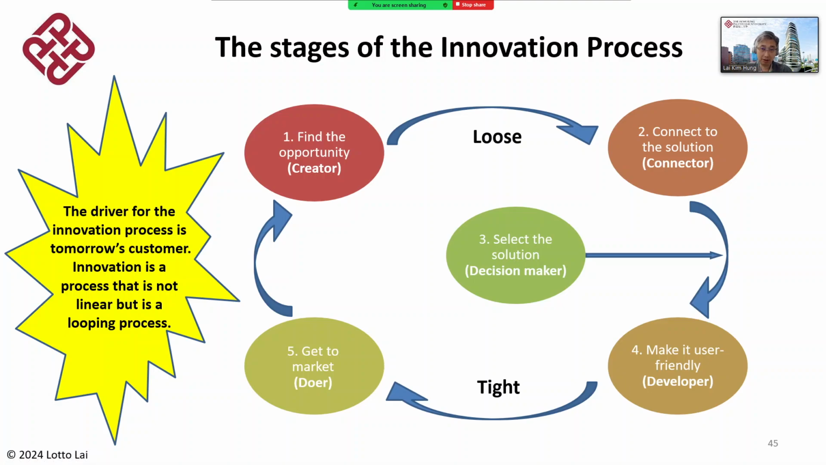So based on these four types of people, there are different stages of the innovation process proposed by Peter Perry. Find the opportunities, step one. Connect the solutions, step two, by the connector, and then select the solution. More important, the decision maker selects the solution, and the developer makes it user friendly, and then the last one is get to the market. The drive for the innovation process is to follow the customer. Innovation is not a linear process but a loop process.